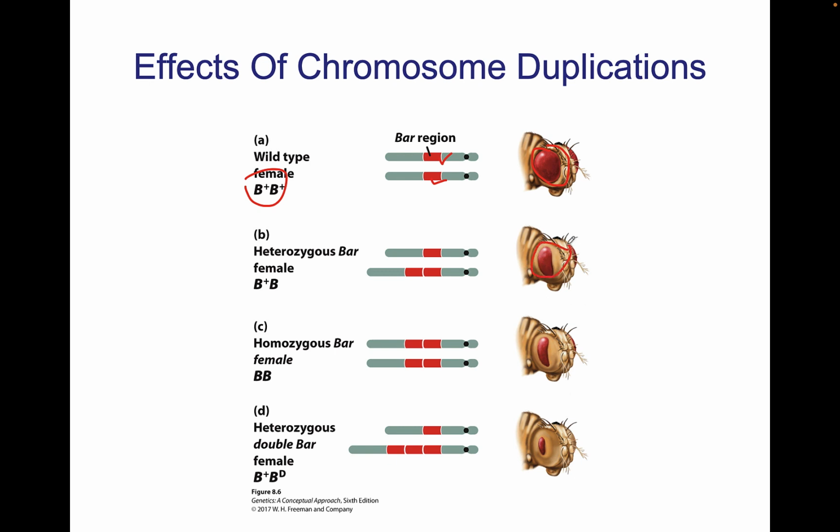And when you have a homozygous bar female, which is what you see here, two Bs, then with this duplication you get a further change in the shape of the eye, so fewer facets and more bar shaped, and it becomes more exacerbated in a heterozygous double bar phenotype. And you can see that here.